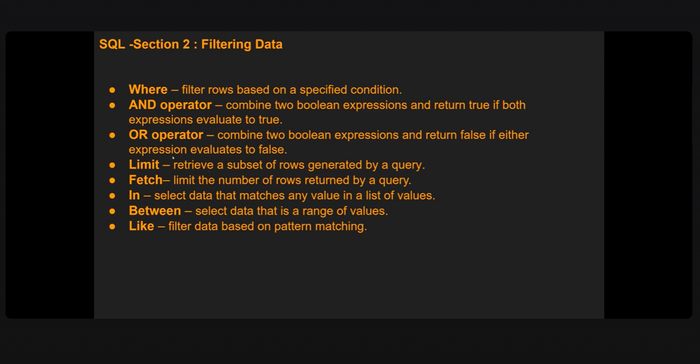Then LIMIT retrieves a subset of rows generated by a query. For example, whatever the query that I just ran, we saw 599 rows. I'm not interested in seeing all 599, scrolling up and down. I just need 20 rows. How do you do that? You'll say LIMIT 20. Simple. Those who have done the Python course earlier, if you recall, we used something called head and tail. Similarly, here we have a different keyword, which is called LIMIT.